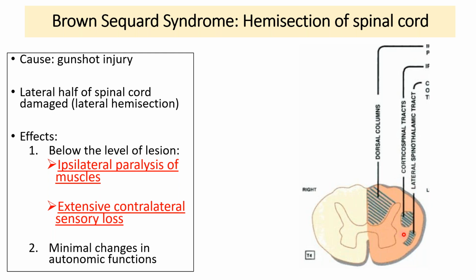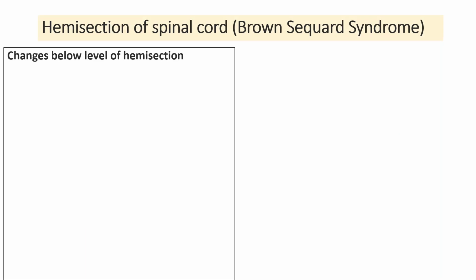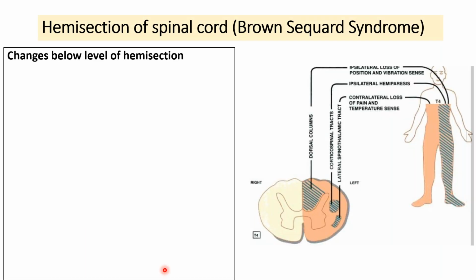So if the corticospinal tract is injured, what will happen? There will be paralysis of the muscle. Which muscle? Ipsilateral paralysis of the muscle. And what will happen to the sensory? There will be extensive contralateral sensory loss. Autonomic functions will be minimally changed. So these are the changes below the level of hemisection.